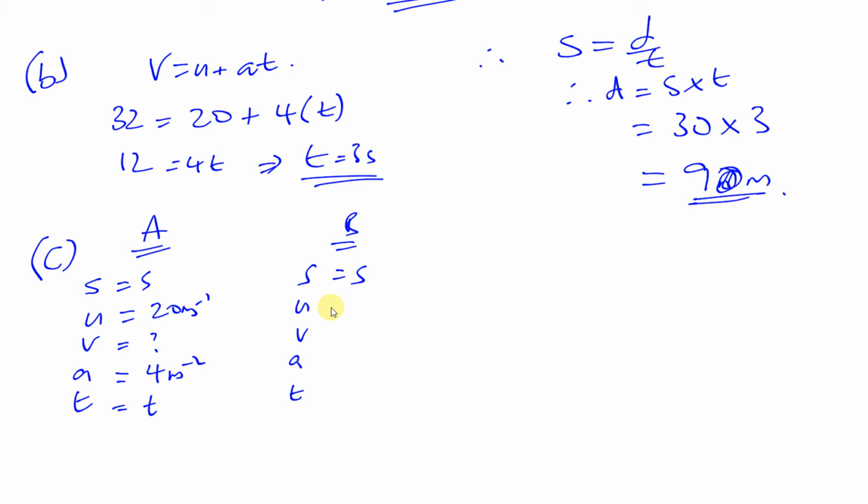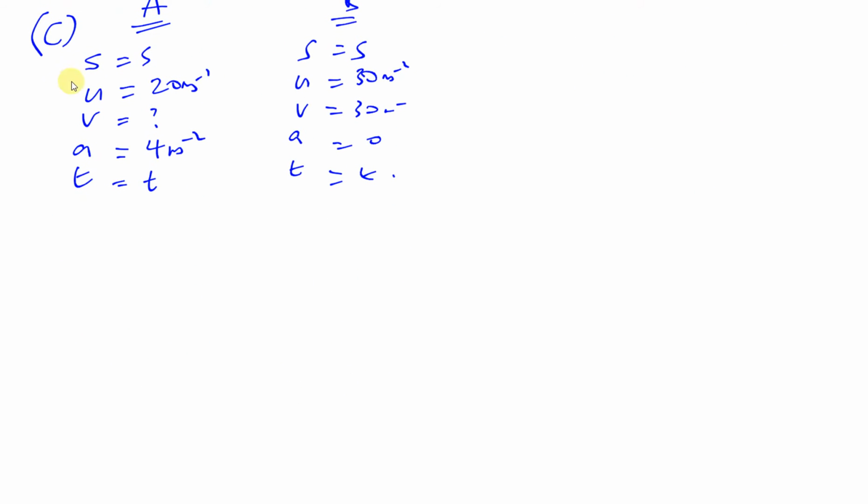Okay, for B, the initial speed is 30 meters per second, and the final speed is also going to be 30 meters per second because it's going at constant speed. Acceleration is 0, and the time is what we have to find. So if we look at these two, what can we do here?